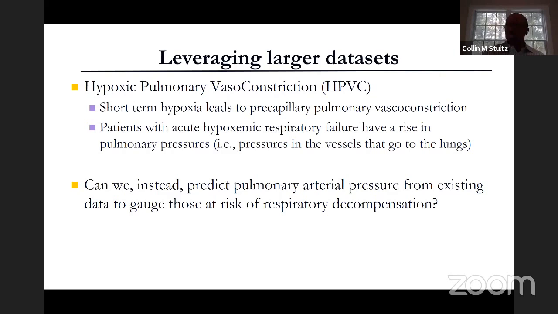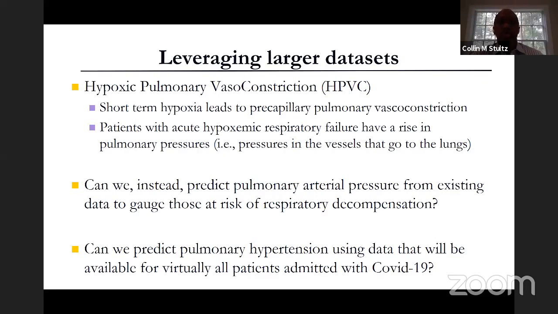So instead of going to the small cohort of COVID-19 patients, can we leverage this understanding of physiology to bring to bear larger data sets where pulmonary arterial pressures are measured, and then take on the task of estimating these proxies that we think precede being intubated? Can we predict pulmonary hypertension using data that would be available for virtually all patients admitted with COVID-19?